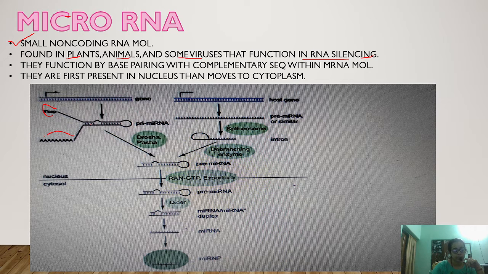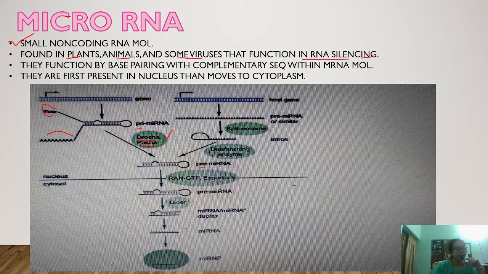Okay, you can see here the pri-miRNA. You can pronounce it as "pri", because this is pronounced as "pre". This pri-miRNA is cleaved into a shorter molecule, the pre-miRNA, by two proteins, Drosha and Pasha. Okay, so what do they do?